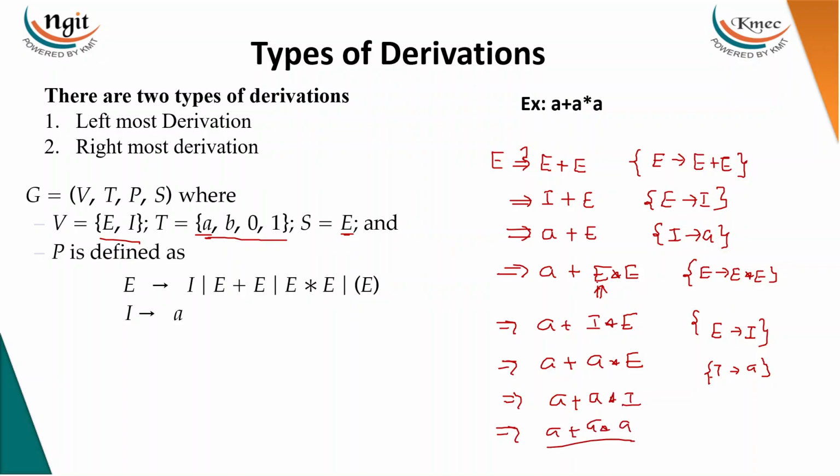We got it. So in each and every step we have replaced the leftmost non-terminal. That's why it is leftmost derivation. Same way, rightmost derivation means we have to replace the rightmost non-terminal. We'll discuss it in the next video.